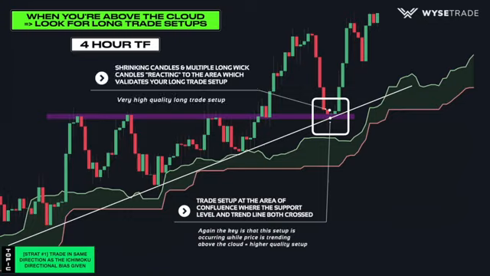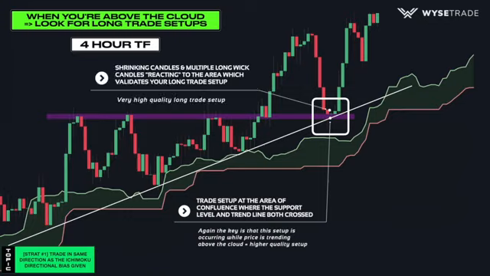You would then go to the very low timeframes to wait for a trend change confirmation before taking long trades. So now going in the opposite direction in a downtrend and below the cloud. Price is below the cloud, giving you a bearish downwards directional bias. So you want to look for short trade opportunities to trade with the downwards Ichimoku directional bias.